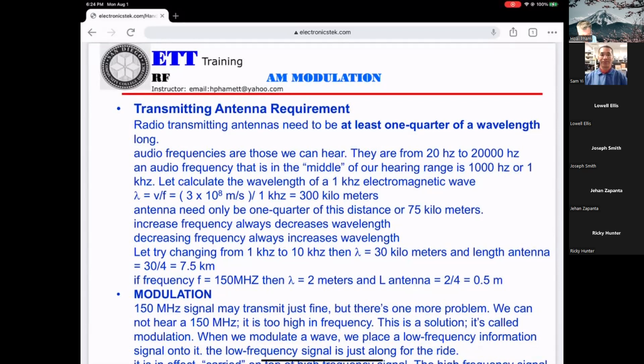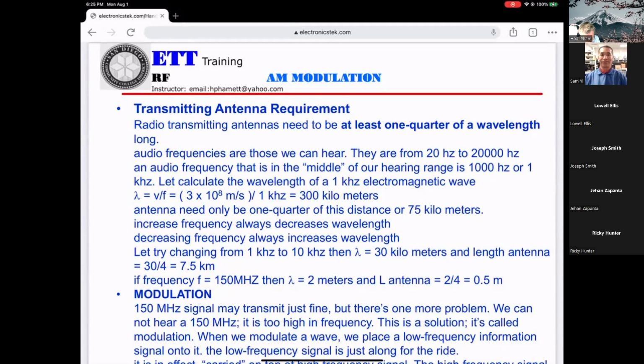An audio frequency in the middle of our hearing range is 1,000 hertz, or 1 kilohertz. Let's calculate the wavelength of a 1 kilohertz electromagnetic wave. Lambda equals V divided by F. V is 3 times 10 to the power of 8 meters per second, divided by 1 kilohertz. That gives you 300 kilometers. The antenna need only be 1/4 of this distance, or 75 kilometers.